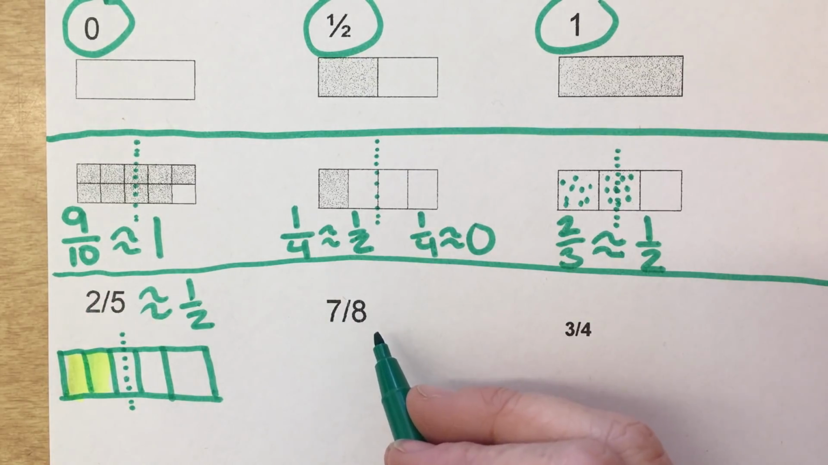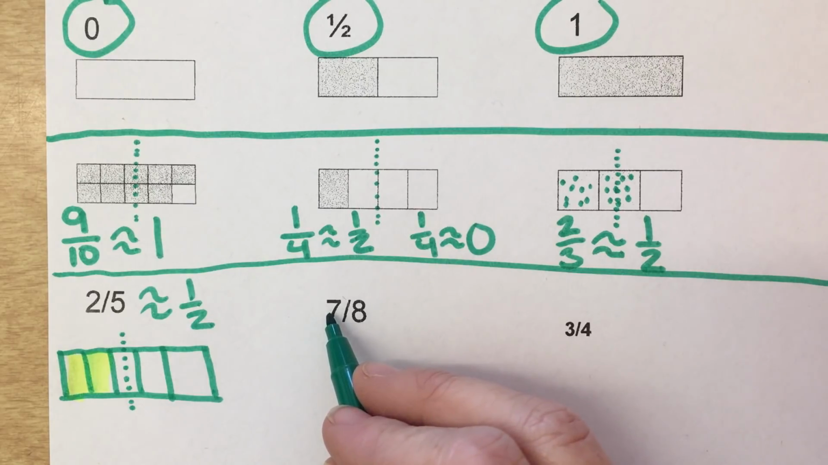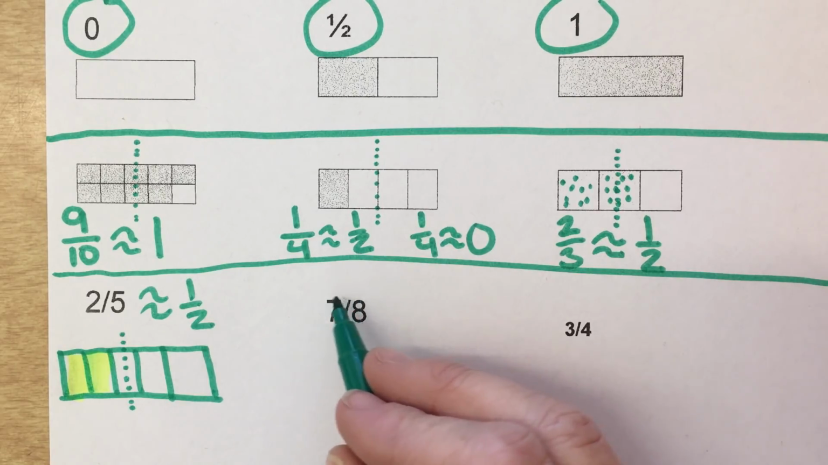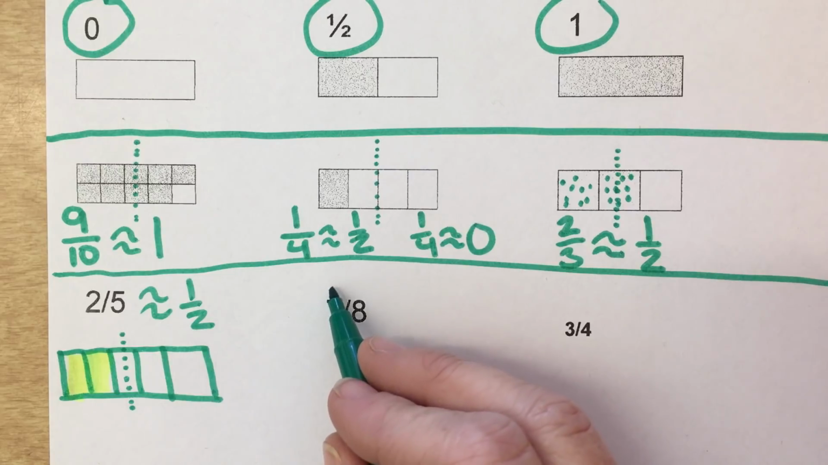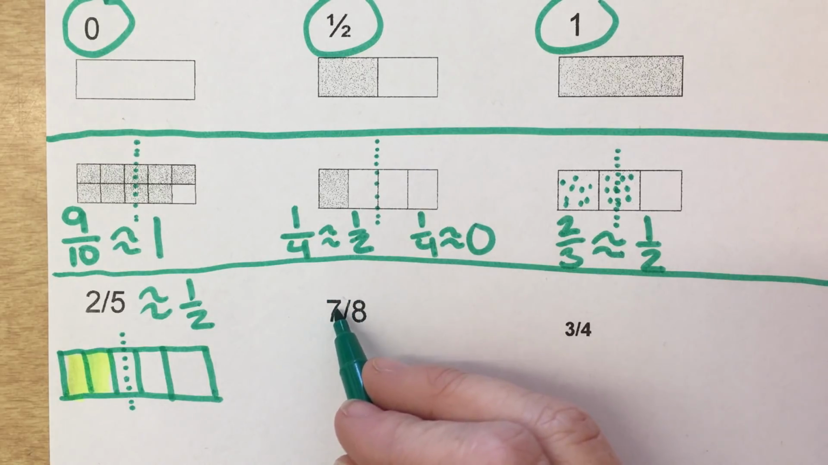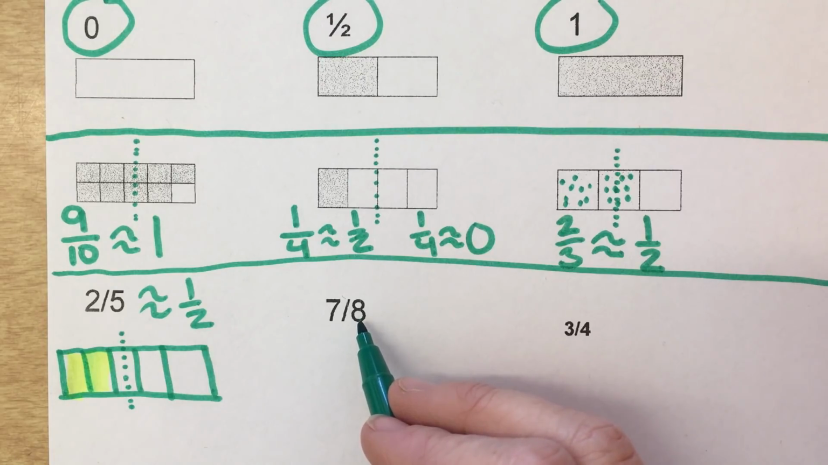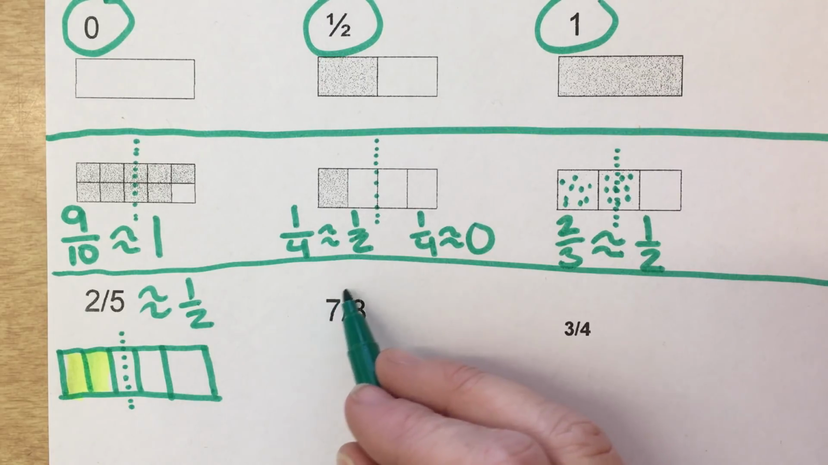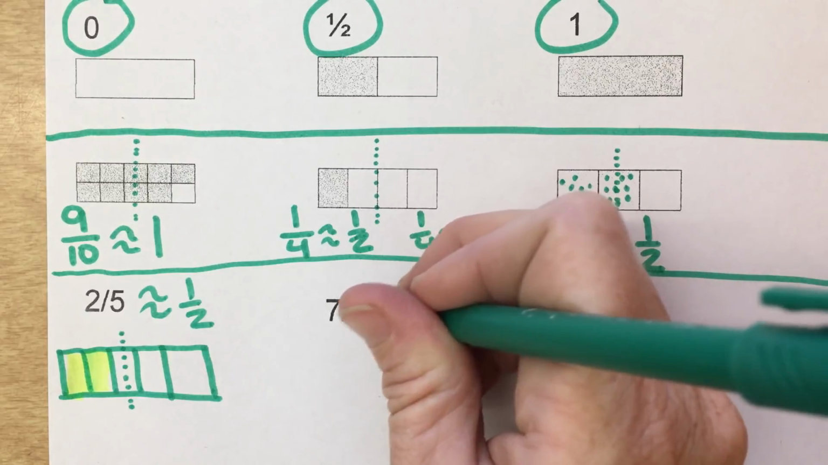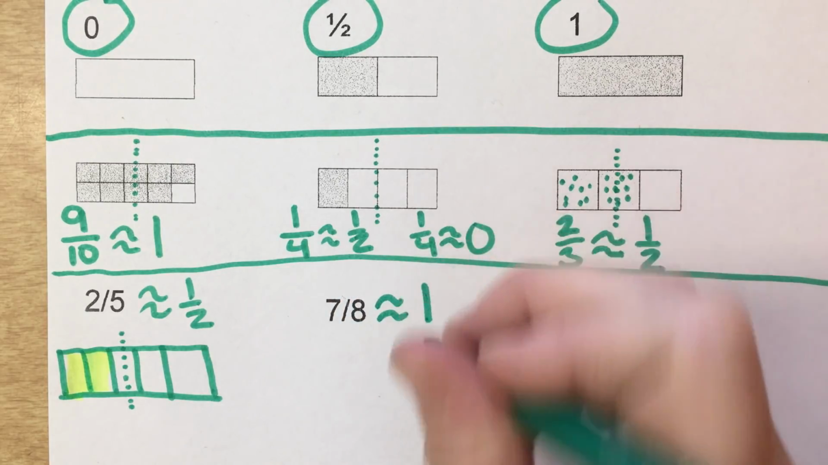So for 7/8, let's try that. Is 7 closer to half of 8? Is it close to having almost 8, or is it close to 0? Well, 7 is almost having 8 because half of 8 would have been 4. So I would say 7/8 is about 1 whole.